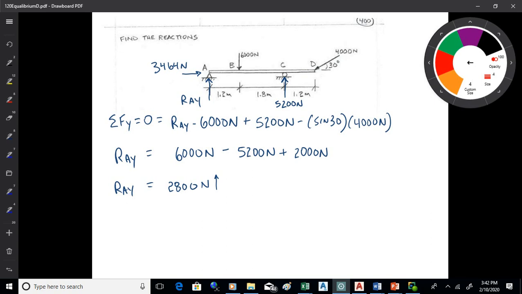So I did a sum of Fx. I found the 3464. Then I had two y unknowns, RAY and RC. So I had to do a moment equation about A, and I found RC. Once I know RC, I can go sum of Fy and set that equal to 0. That's the basic equilibrium process. That's how you work through them.